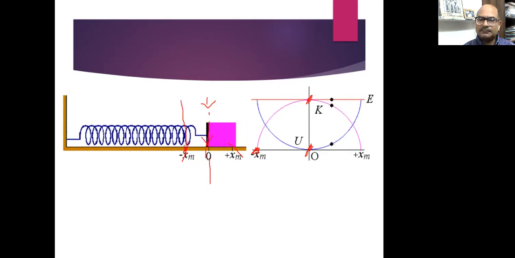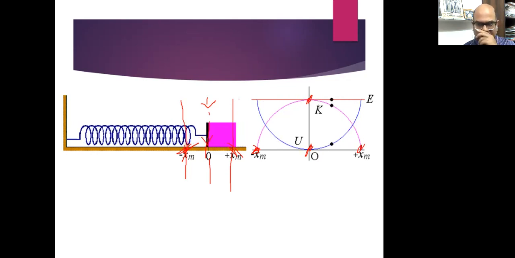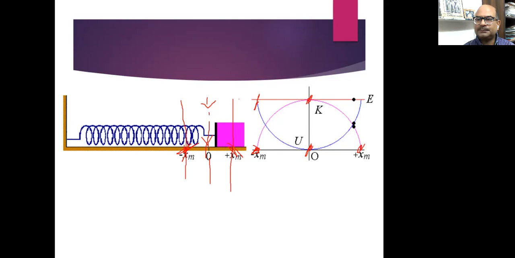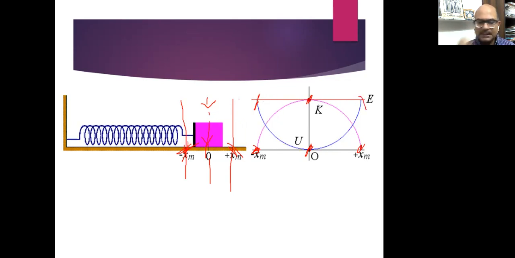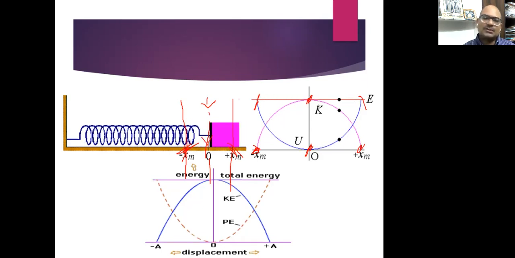And at the extreme point, velocity is negligible. That's why kinetic energy is minimum, and at those extreme points, potential energy is maximum. So I hope you can understand by seeing this diagram how the kinetic energy and potential energy concept is working. So this we can make from this demonstration.